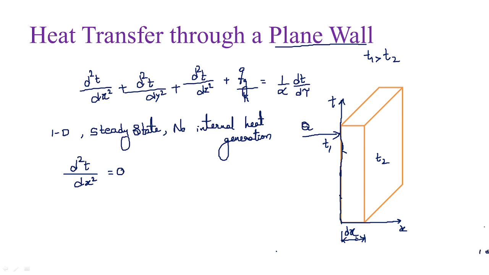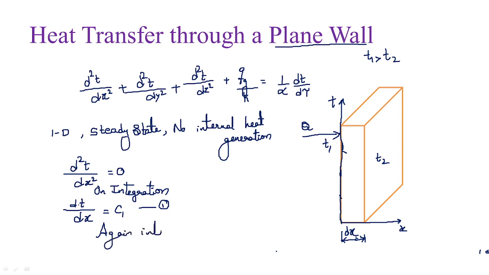In order to do so, we take the integration: dT by dx is equal to a constant of integration. This is the first integration. On integration, 0 becomes a constant. Again integrating this, we get T is equal to C1x plus C2. This is equation 2.